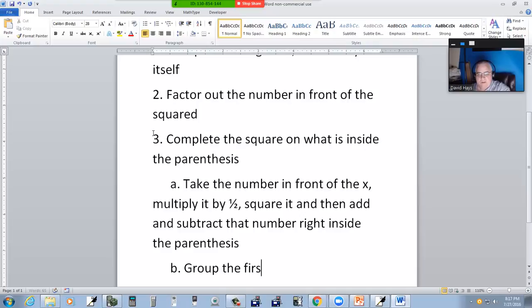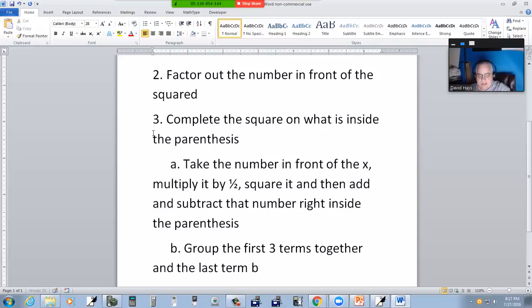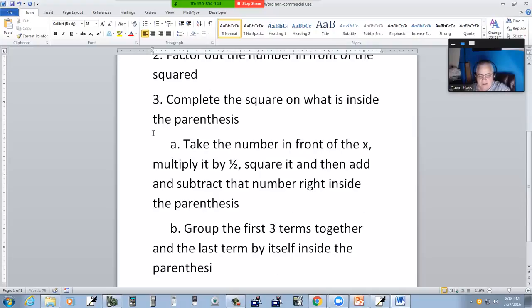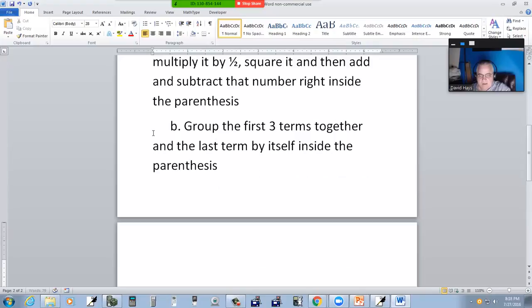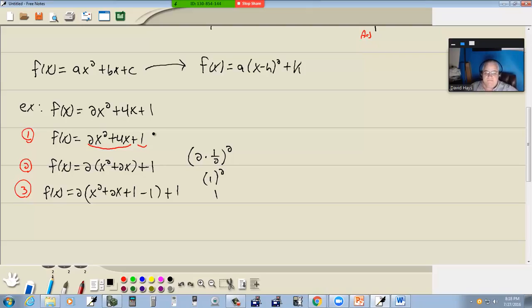Group the first 3 terms together and the last term by itself inside the parentheses. Now what I mean by that, we got f of x is equal to 2, then we got x squared plus 2x plus 1 minus 1 plus 1. So I'm grouping these first 3 terms together and grouping the last one by itself.